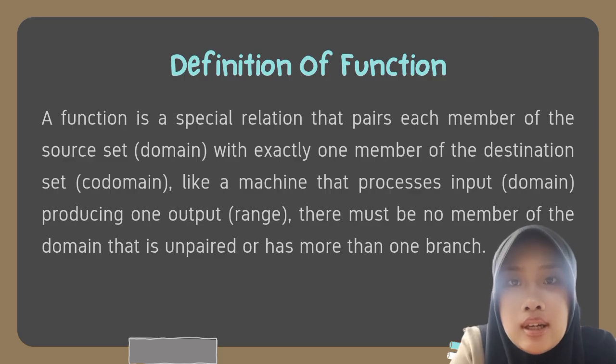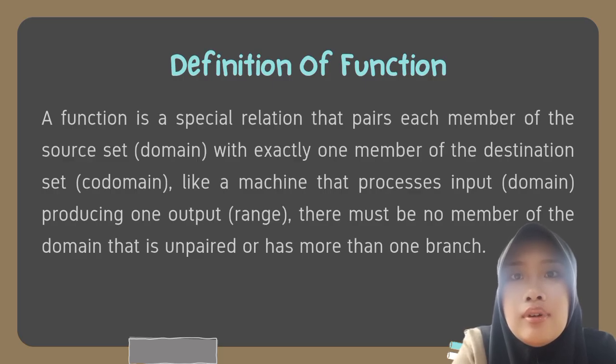Definition of function. A function is a special relation that binds each member of the subset domain with exactly one member of the destination set codomain. Like a machine that processes input domain producing one output range, there must be no member of the domain that is unpaired or has more than one branch.